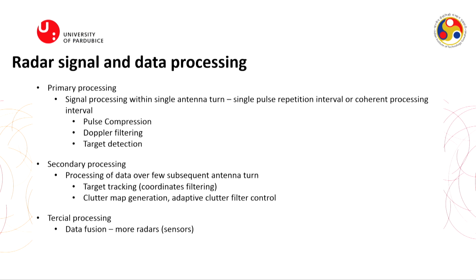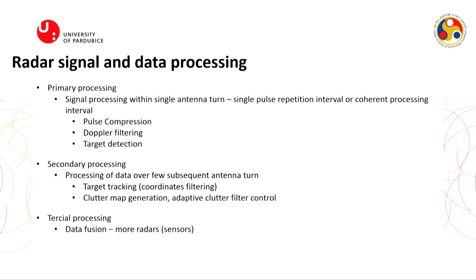Generally, radar signal and data processing we divide into 3 parts. Primary is pulse compression, Doppler filtering, target detection. So there, target detection means this is a target, this is not a target. Then secondary processing, it is target tracking.